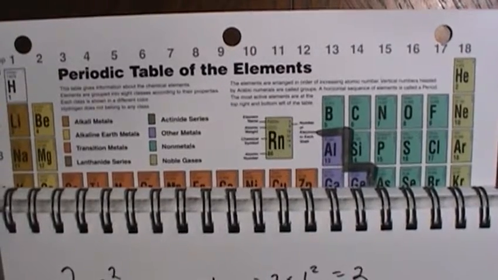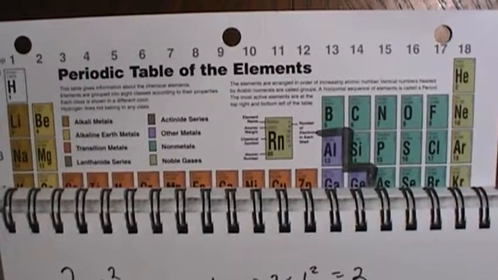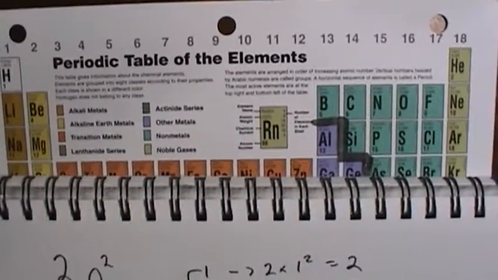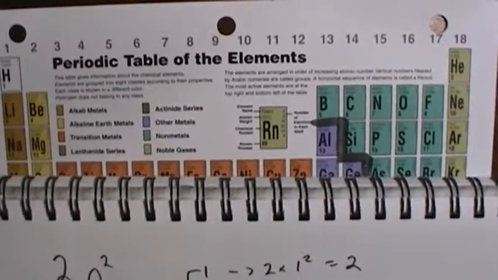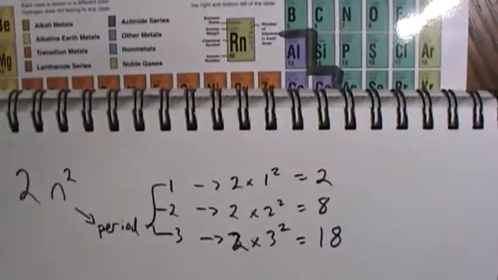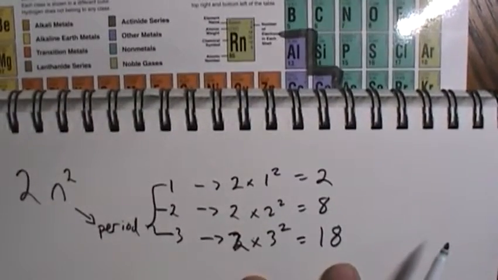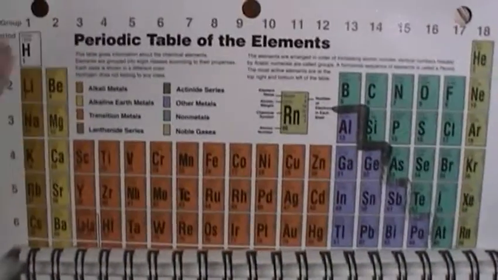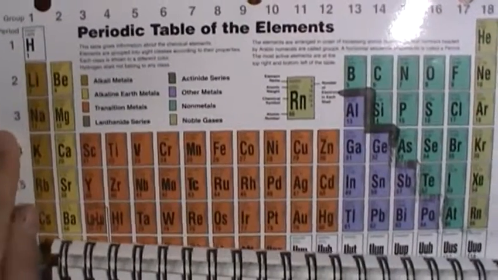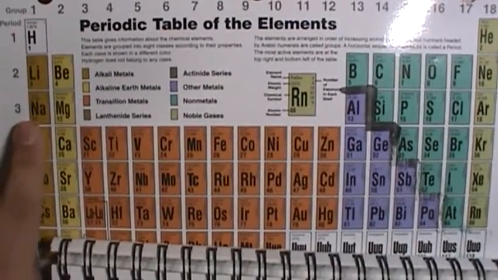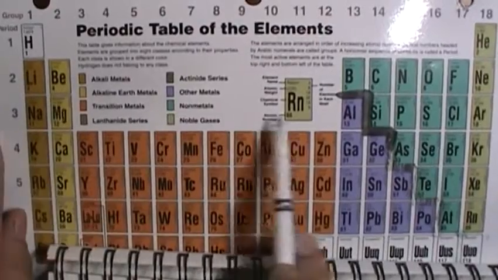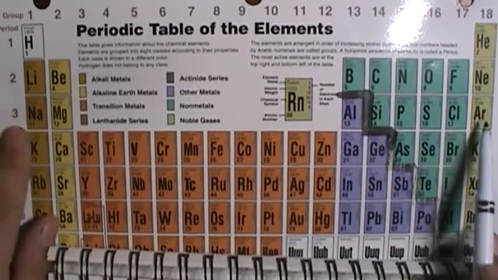The third period can hold 2 times 3 squared electrons, or 18. And now this is why I said things get a little bit hinky. Look at the third period. It fills, or appears to fill, with 8 electrons.